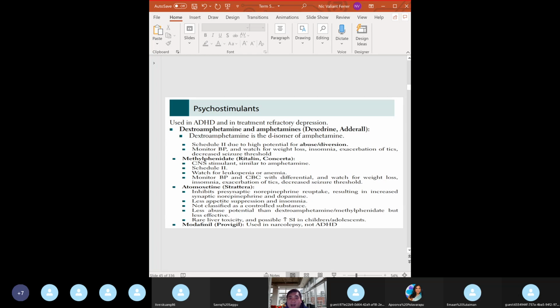The newer one is atomoxetine. The mother says, I don't want my child to be dependent on a psychostimulant. I don't want amphetamines or methylphenidate. As a doctor, you can give Strattera, atomoxetine. It's the same thing, with less appetite suppression and insomnia. However, it is not classified as a controlled substance. Less abuse potential, rare liver toxicity.